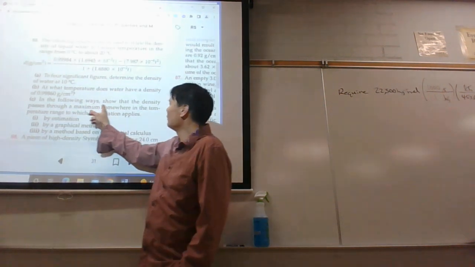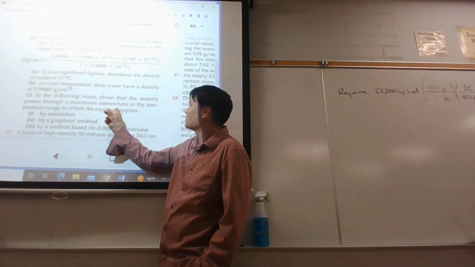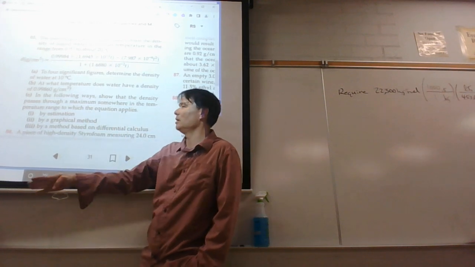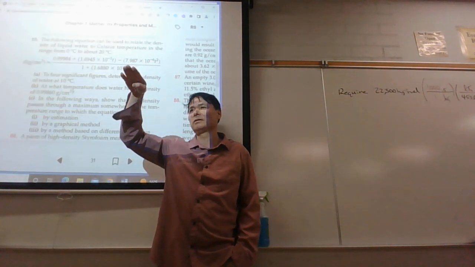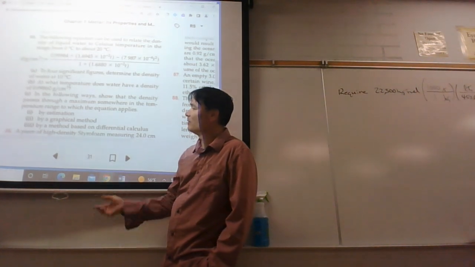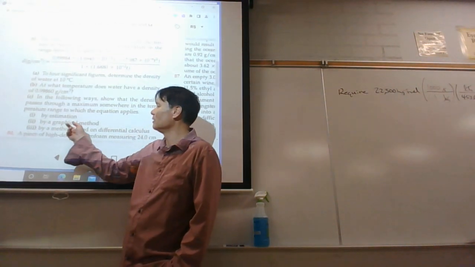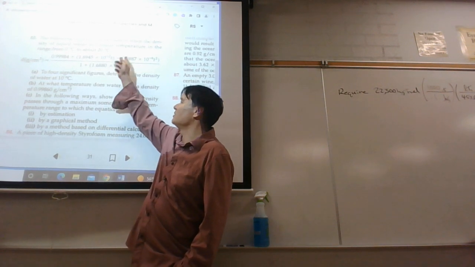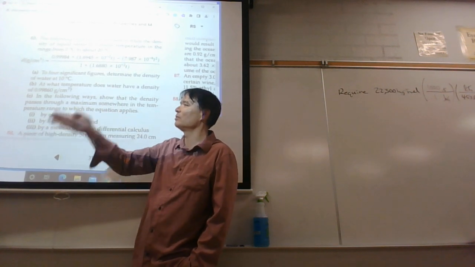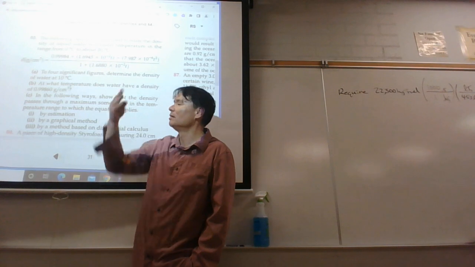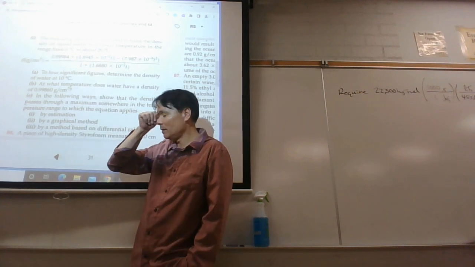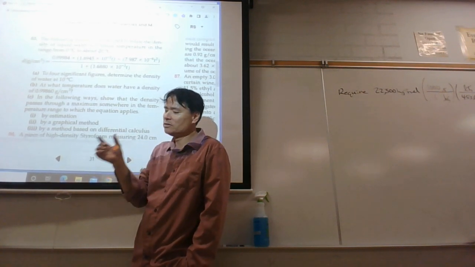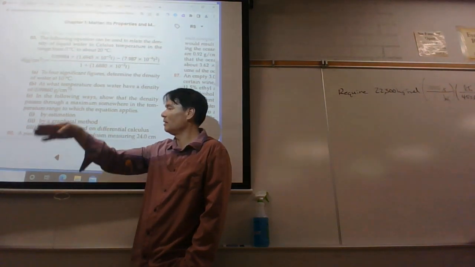Okay, C, in the following way, show that the density passes through a maximum somewhere in the temperature range. You know where it hits the max? At 4 degrees. And so if we graph it, we can see it. So number 2, graph it. And so the way they graphed it is they calculated the density every 5 degrees. So every 5 degrees from 0 to 100. And then they graphed it. Then they looked at where it peaks. It peaks at 4. So between 0 and 5 degrees, it seems to peak.